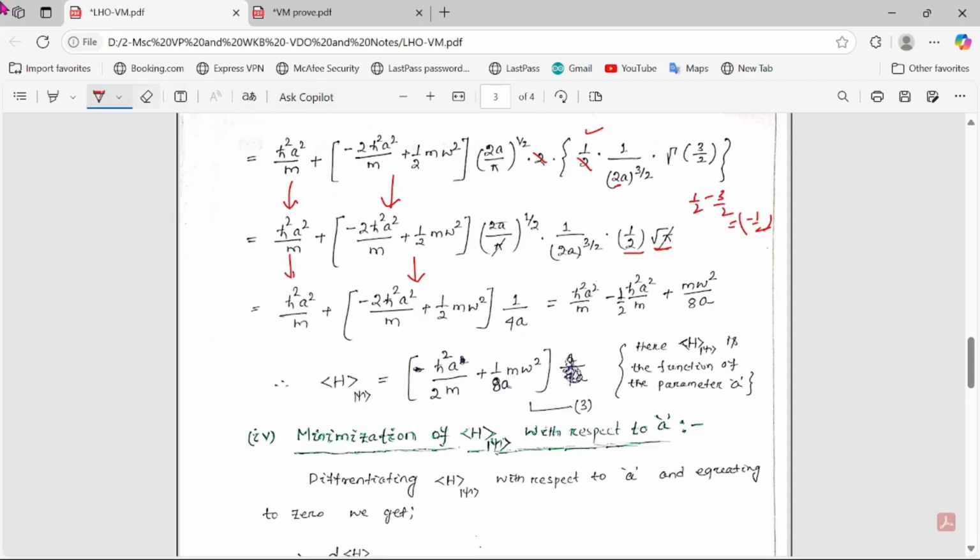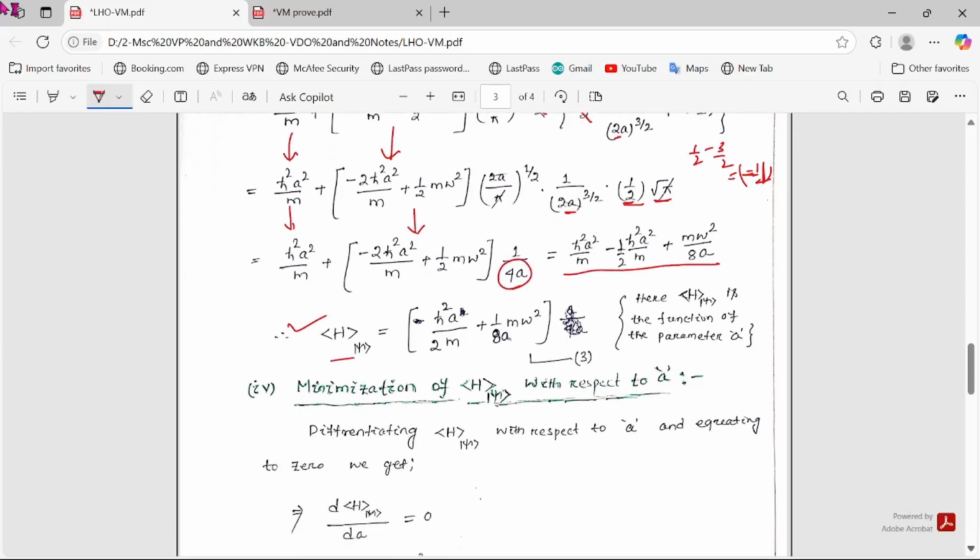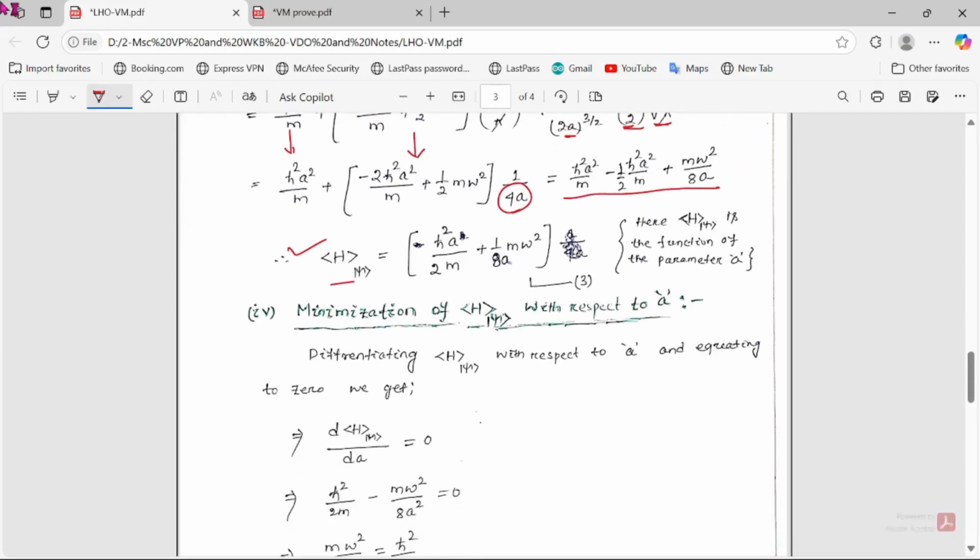Minus 1 minus 1 minus 1 by 2 minus 3 by 2, so it will be minus 1. Minus 1 means 2a. 2a will be at the denominator, 2a into 2, so it will be 4a. Then after simplification we found the expectation of the Hamiltonian is nothing but this one: ħ² a by 2m plus 8a into mω². Let this be your equation number 3.